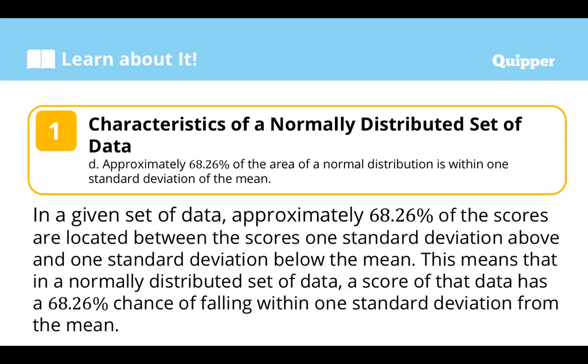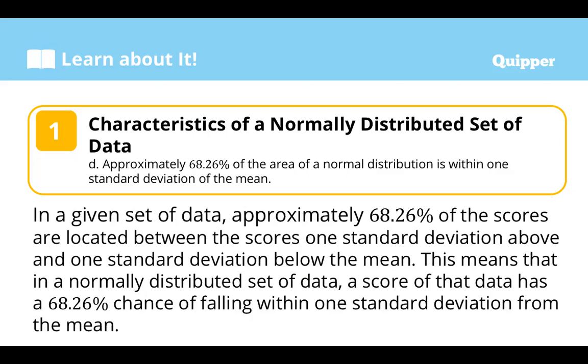In a given set of data, approximately 68.26% of the scores are located between the scores one standard deviation above and below the mean, correct? This means that in a normally distributed set of data, a score of that data has a 68.26% chance of falling within one standard deviation from the mean. Okay? So, meron ka lang percentage na yung score na yun is magpo-fall doon sa gitna nung one standard deviation below the mean and one standard deviation above the mean.